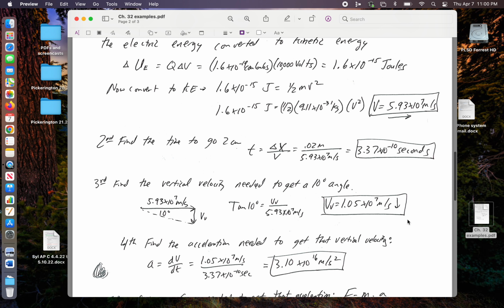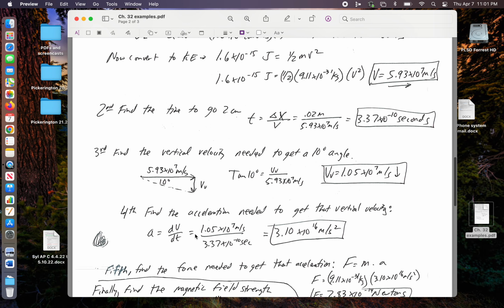So the next thing we need to do is figure out, well, what acceleration do we need to get this vertical velocity in this amount of time? Well, acceleration is dv/dt. 1.05 times 10 to the 7th meters per second divided by those seconds gives me that acceleration. And that is a ridiculously high acceleration, but for electrons, that's not that ridiculous.